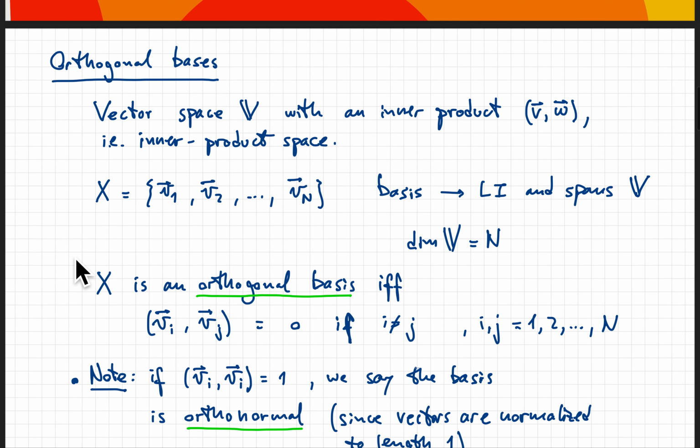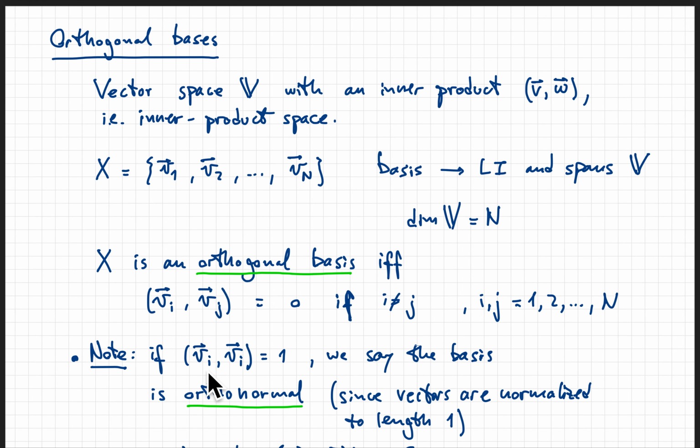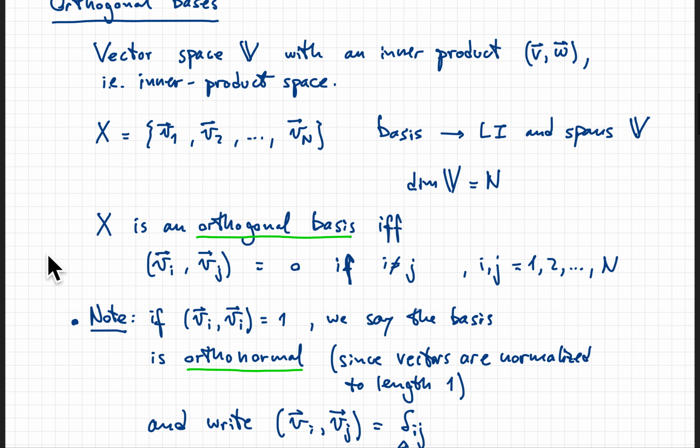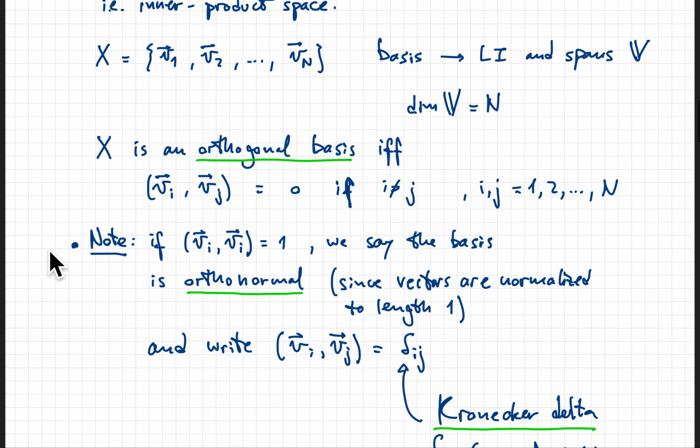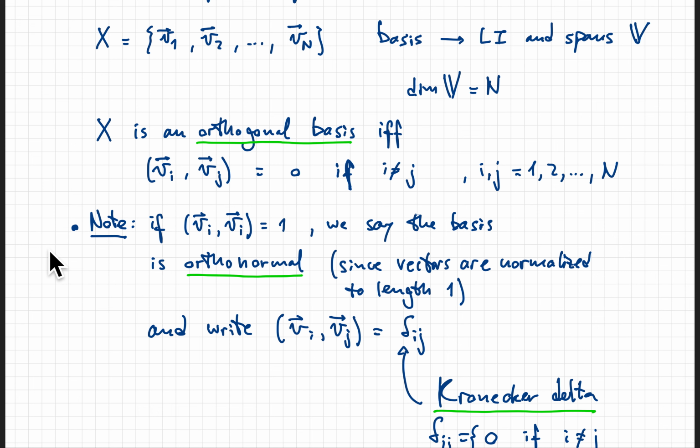So note that if also the inner product of vi with itself is 1, we say that the basis is orthonormal, since the vectors are normalized to be of length 1. This doesn't have to be the case, but it's usually very easy to just normalize the vectors as soon as you know that the basis is orthogonal. So a lot of the time when I talk about orthogonal basis, I will just assume that the basis has been normalized, and so the vectors are orthonormal to each other. Or we say that the basis is orthonormal.